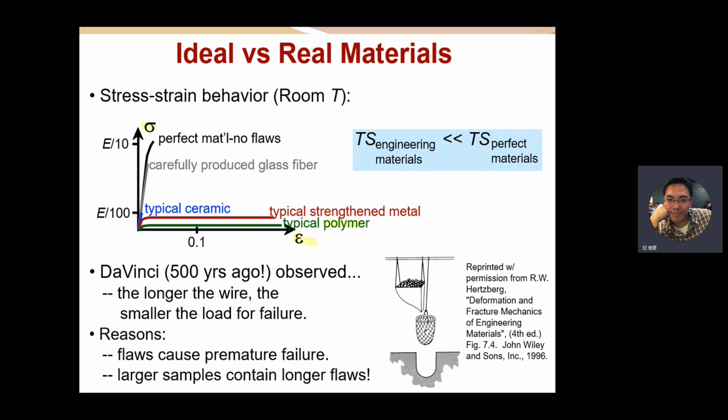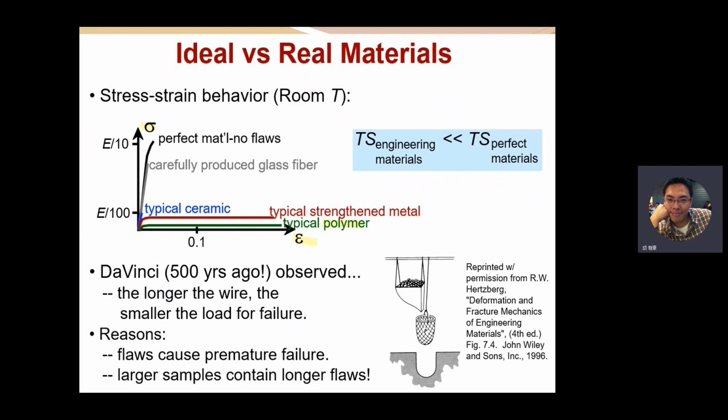So what are the reasons for this situation? I mean, the longer the wire, the smaller the load for failure. That means it's easy to fail. If we have a longer wire or more material, that means we have more possibility of a higher density of flaws, cracks, or defects inside the material.